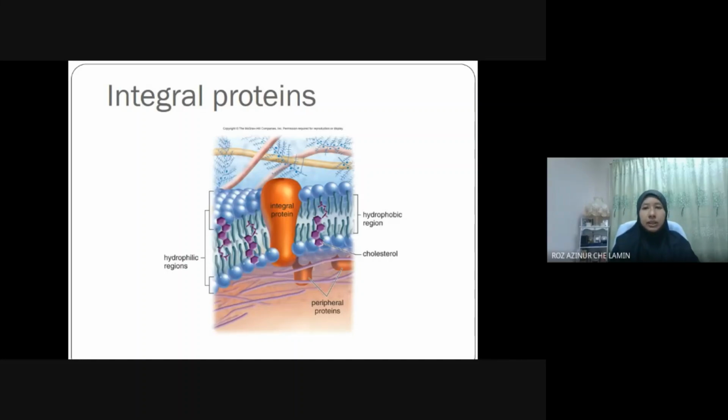This is the structure. This is the integral protein, which is embedded in the phospholipid bilayer. This is the peripheral protein, which is loosely attached to the membrane.